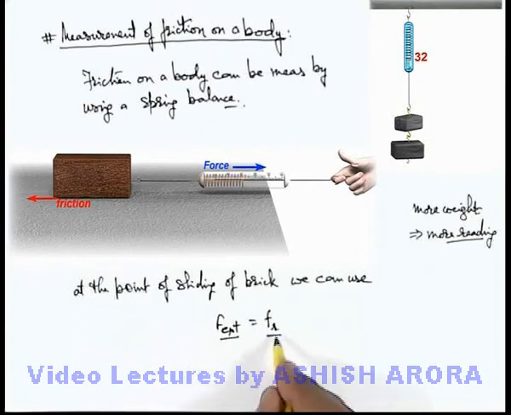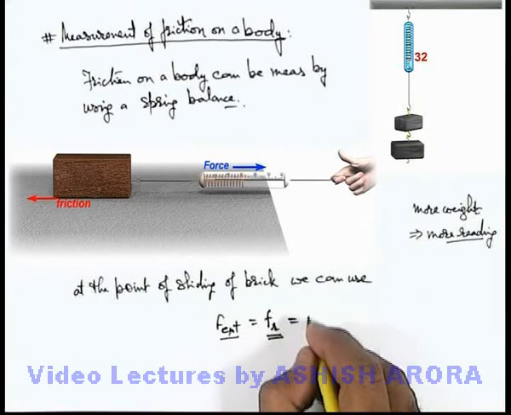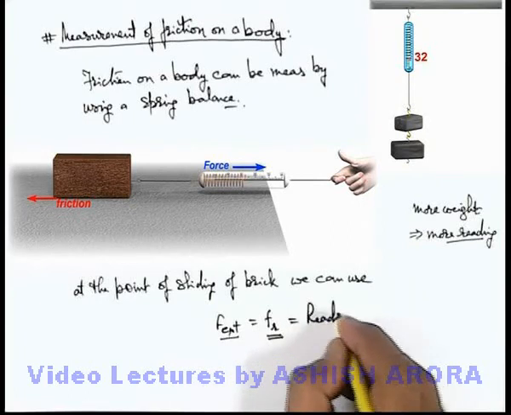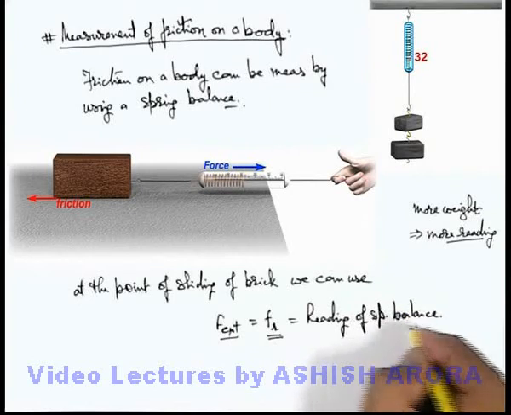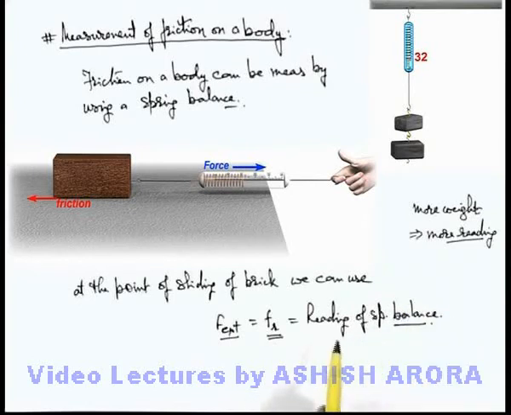That means friction is up to this level only, and this external force is basically the reading of the spring balance. The spring balance is connected here just to measure the external force, and the value of the external force is equal to friction at the point of sliding of the brick. So you must be careful how we are measuring the friction on a rough surface. The same experiment can be repeated on different kinds of surfaces. If the surface is smooth, the reading of the spring balance will be less at the point of sliding of the brick.